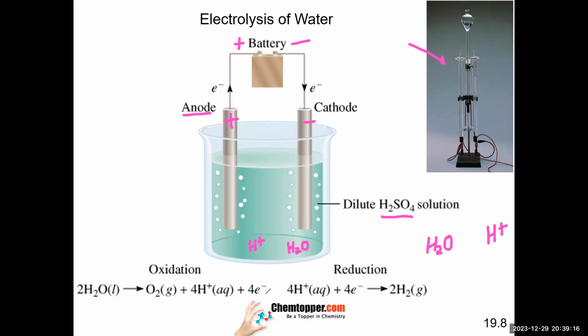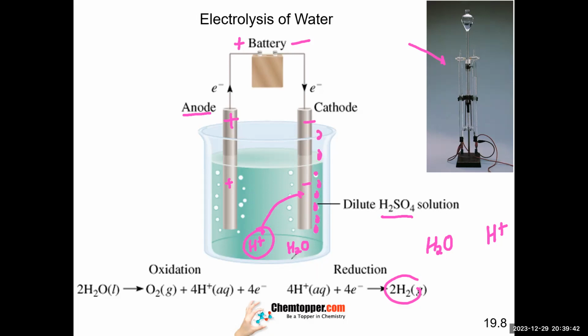H plus. You can see the charges. So where will this H plus go, children? On the cathode. Yes, Atharva. Here. And on the cathode, it will undergo reduction to give you hydrogen gas. So these are the bubbles of hydrogen gas, H2 gas.